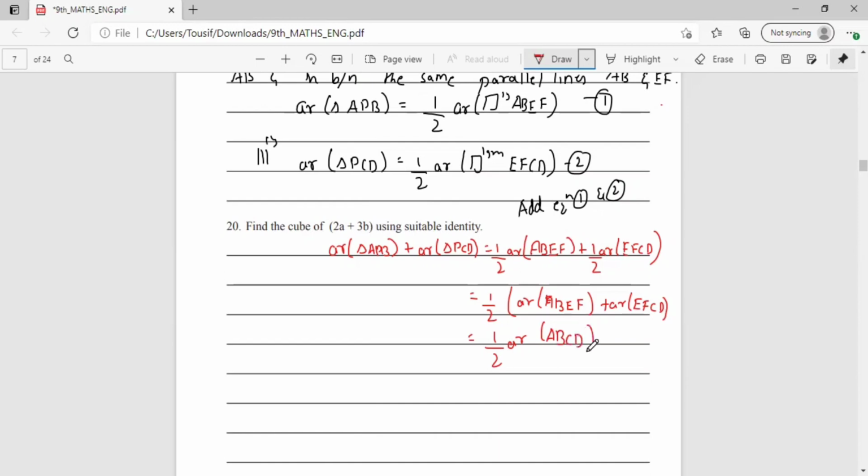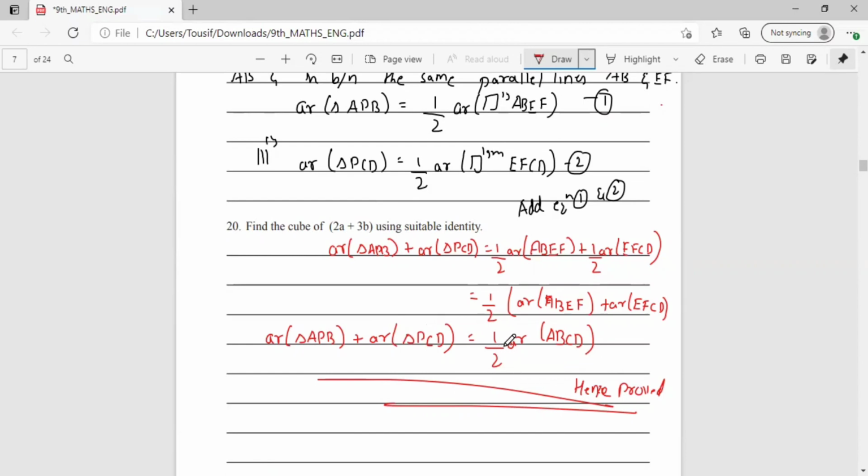ABCD. On the left-hand side we're going to write down similarly: that is area of triangle APB plus area of triangle PCD. And that is what they were asking us to prove. So hence proved. That is what they were asking us to prove, and we have proved it.